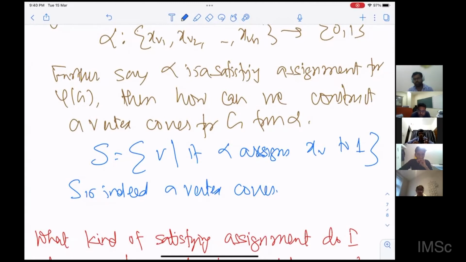So now we know, and the forward direction is also very obvious: given a vertex cover, all the vertices which are part of the vertex cover, you assign them 1, and every other variable, you assign them 0. And that's a satisfying assignment for phi g, right? So now we understand these two things.